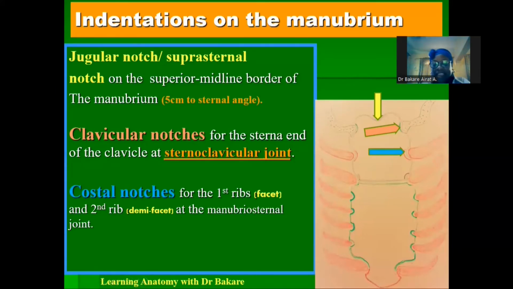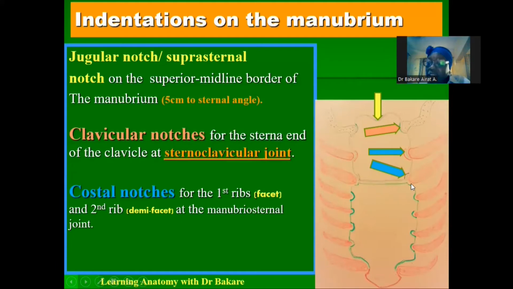So it's a demi-facet that is created around this region, which tends to create half of what is needed to receive the second costal cartilage. And this is created just around the manubriosternal joint. Just at the terminal end of the manubrium, we have this notch created. So this then falls into the region where we have the manubriosternal joint. But this facet is half, and that is why it's called a demi-facet.